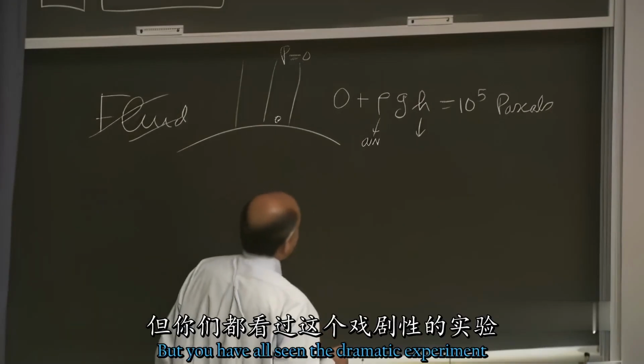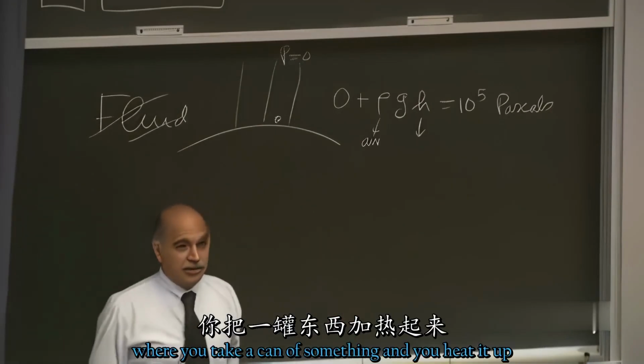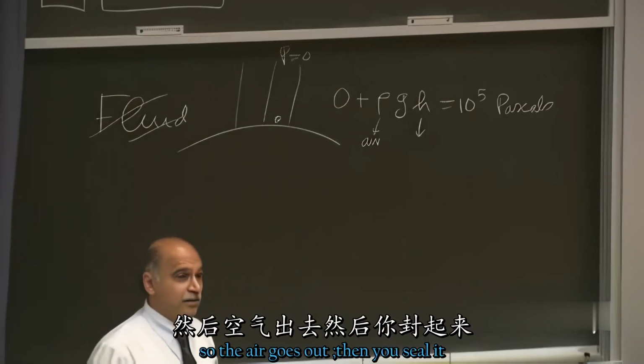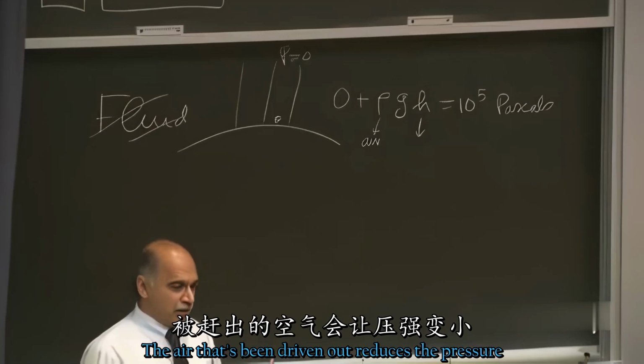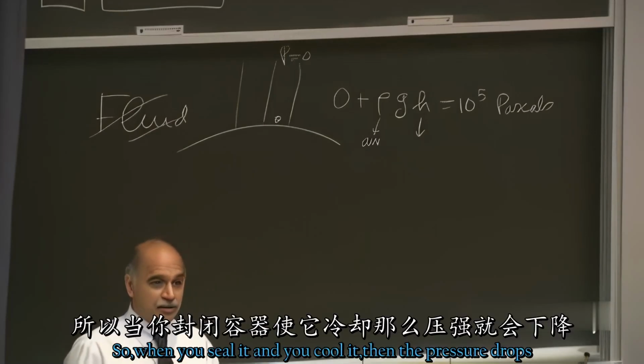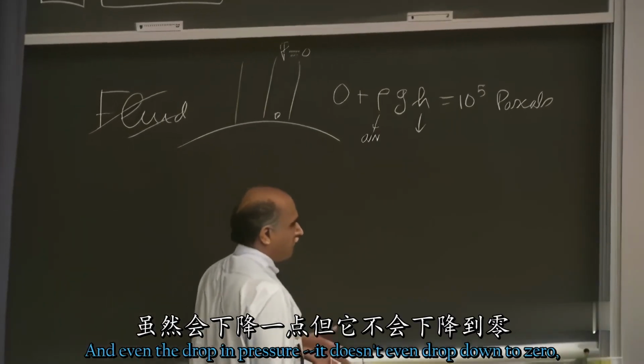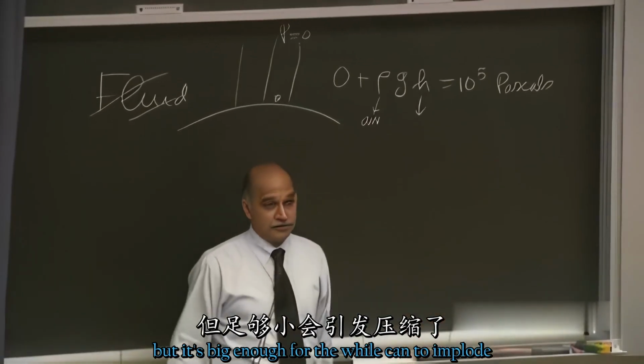But you have all seen the dramatic experiment where you take a can of something and you heat it up so the air goes out, then you seal it. The air that's been driven out reduces the pressure. So when you seal it and you cool it, then the pressure drops. And even though the pressure doesn't drop down to 0, it's big enough for the whole can to implode.